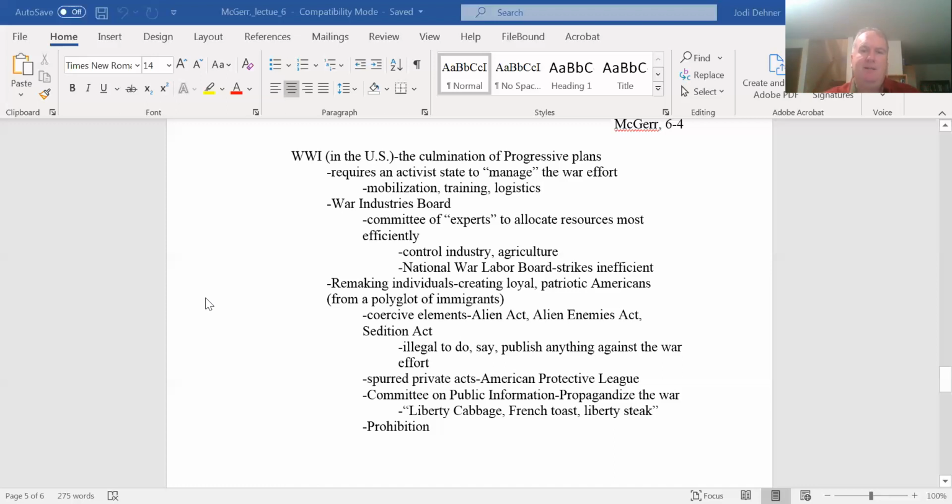Maximizing efficiency and limiting inefficiencies is one of the key elements of this War Industries Board, and it controls virtually everything. It controls industrial production, it controls agricultural production, it controls the training of men. Everything is under these auspices. Limiting inefficiencies is also part of it too. So it's not just increasing efficiency, it's also limiting inefficiencies.